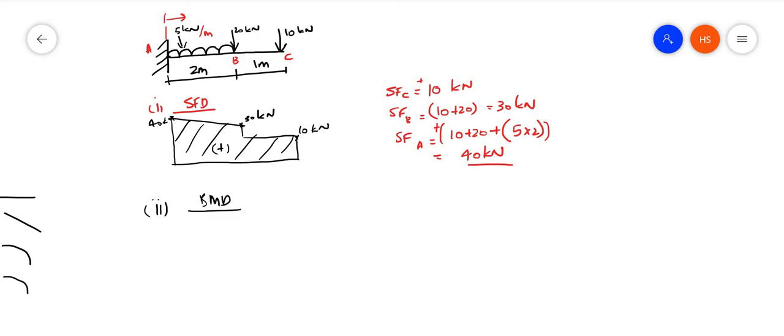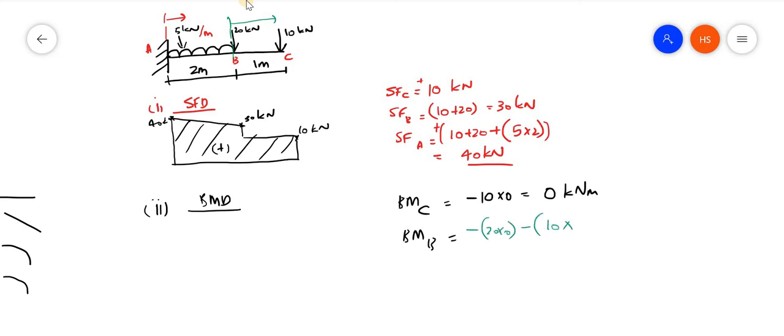First, what will be the bending moment at C, this point? There is only one load, minus 10 into 0, that is again 0 kilonewton meter. Next is the bending moment at B. This is the point, and what are the loads? Only two loads: minus of 20 into 0, minus another load, 10 into the distance, which is 1. So it will be minus 10 kilonewton meter.